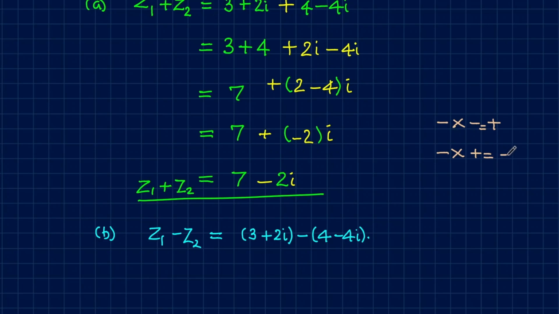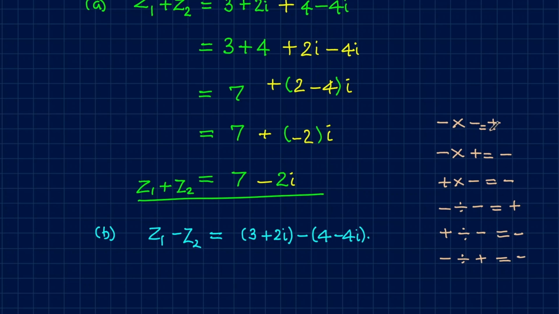This must give us negative. The reverse is true. If you have positive times negative, you should also get negative. And if you divide negative by a negative, you should get positive. If you divide positive by a negative, you should get a negative. And the reverse is also true. Negative divided by positive will give you still negative.